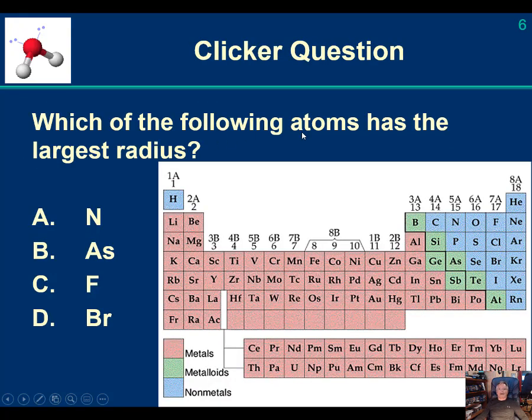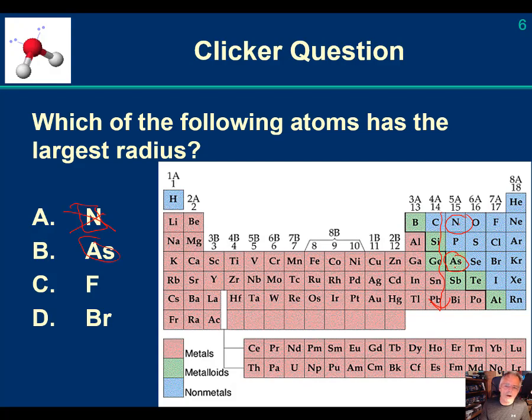Okay, which of the following atoms has the largest radius? So here's the way you do this. You compare 2 at a time. So we're going to compare nitrogen to arsenic. We're going to pick a winner and throw out the loser. And we're going to just use our trends. So we're looking for the largest radius. Nitrogen is up here. Arsenic is down here. Our trend is, as you go down the periodic table, the atoms get larger. And so arsenic is larger than nitrogen, so nitrogen is the loser.